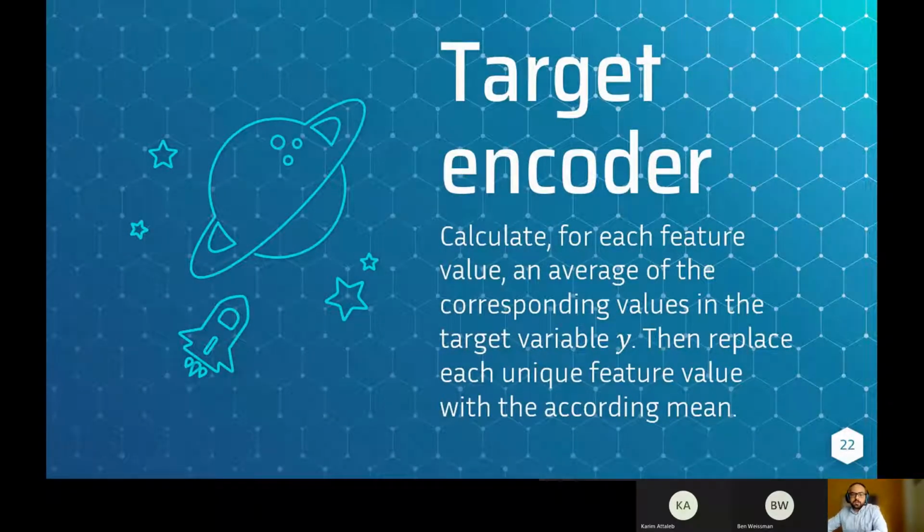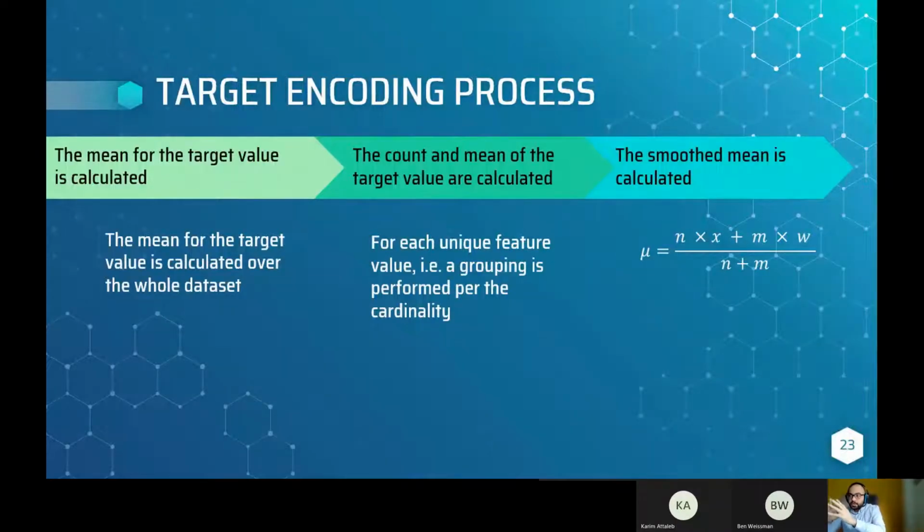The next encoder is the target encoder. The target encoder calculates, for each feature value, an average of the corresponding values in the target variable, which is the case duration. Then we have to replace each unique feature value with its corresponding mean. It's quite a mouthful. It does take some time to figure it out. This is what it looks like in practice.